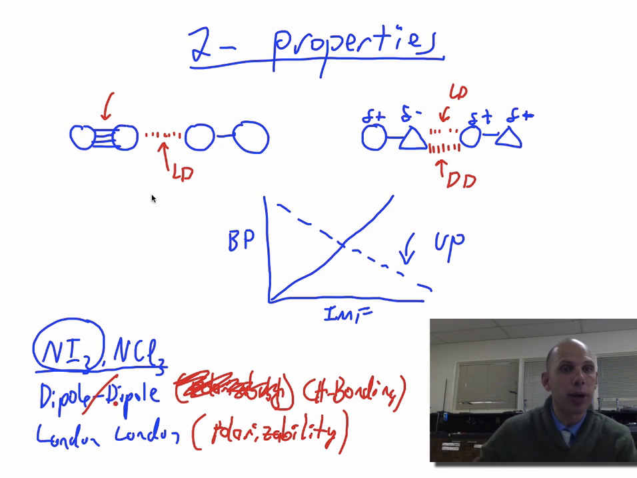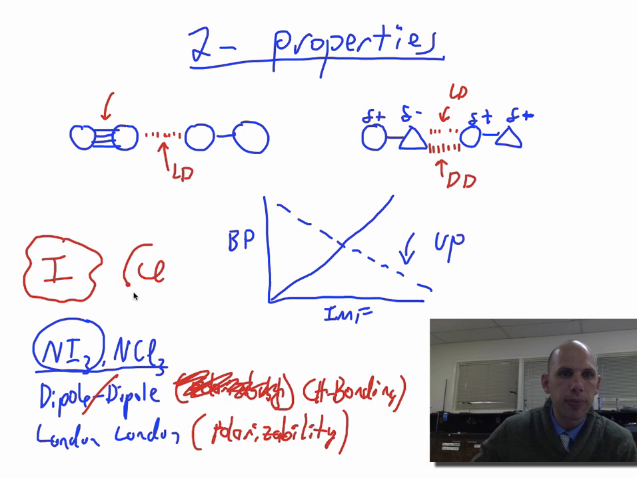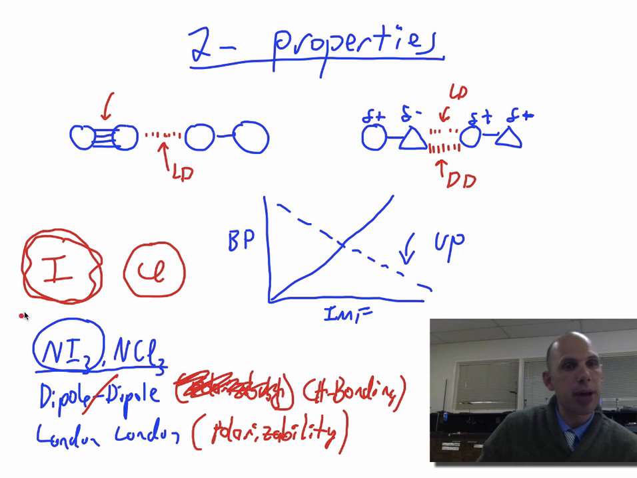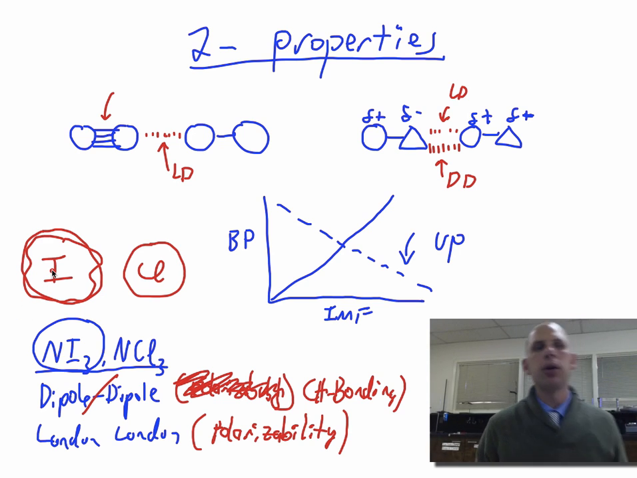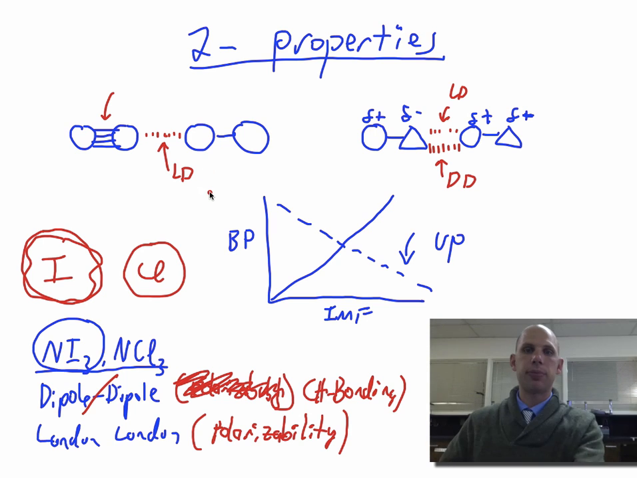London is strengthened by polarizability, and because iodine is a larger atom than Cl, iodine's going to be more lopsided from time to time. Most of the time it's going to be a circle, but sometimes it might be more lopsided, and we call that lopsided tendency polarizability, which increases the overall boiling point. So in this case, NI3 is it.